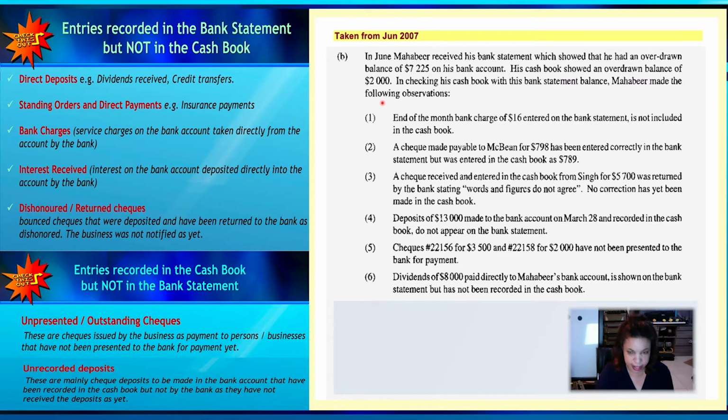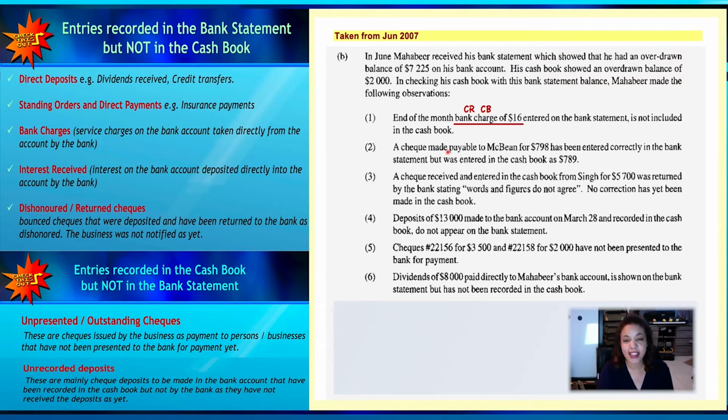So we're going to take the first one, bank charge. Bank charge goes into your cash book. Which side does it go into? Your credit side. Normal thing, it is the same process, same thing. So you would just go and enter it there as you are accustomed to doing.